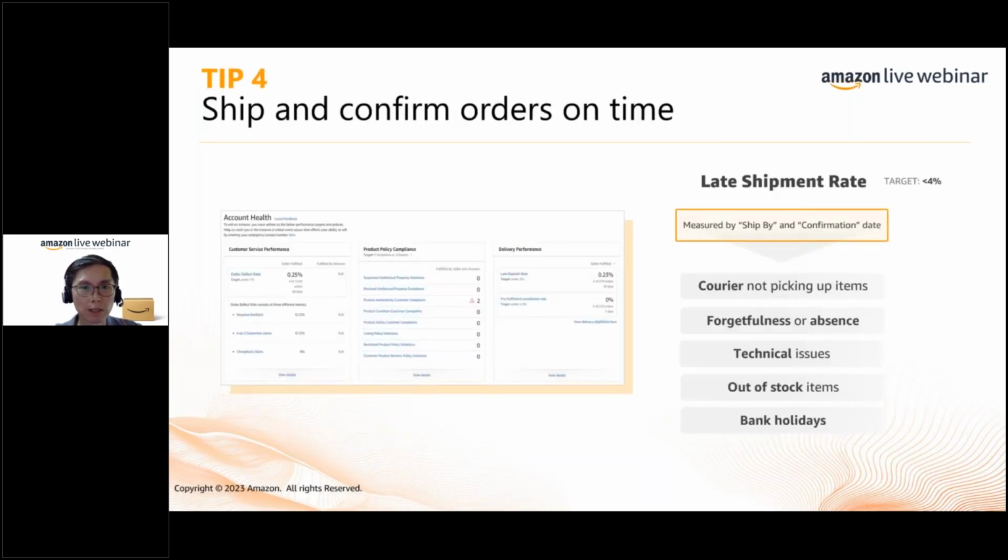So the next thing I want to talk about is tip 4. Remember to ship and confirm your orders on time, so your late shipment rate won't be affected. Your late shipment rate is actually factored in by the following: the ship-by and the confirmation date. Some examples are the courier not picking up the items, or you forget about it, or maybe you're away and didn't know about the order, or there could be technical issues, or even an out of stock item, or public holidays.